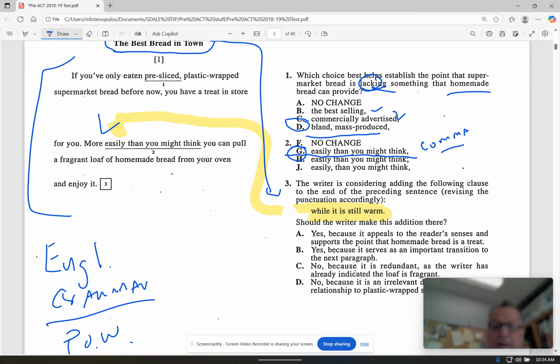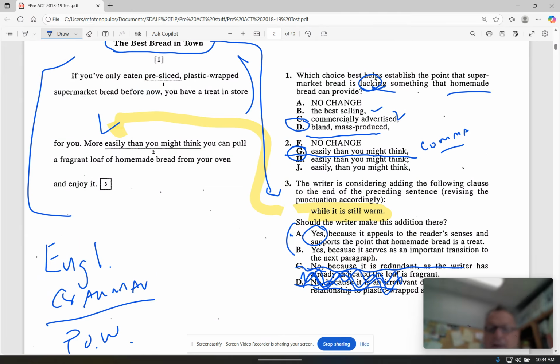Should the writer make this? Yes, because it appeals to the reader's senses and supports the point that the homemade bread is a treat, which is what we've already been kind of reading. So immediately I start to kind of go, this probably is it. And then with that, I don't really need to read all this other business. Once I start to understand these yes and no questions and just get to that first piece, should they do this? Yes or no? And the good answer is yes. That means I don't have to read a bunch of other stuff, which hopefully a lot of kids wouldn't want to do. I don't want to read any more than I have to.